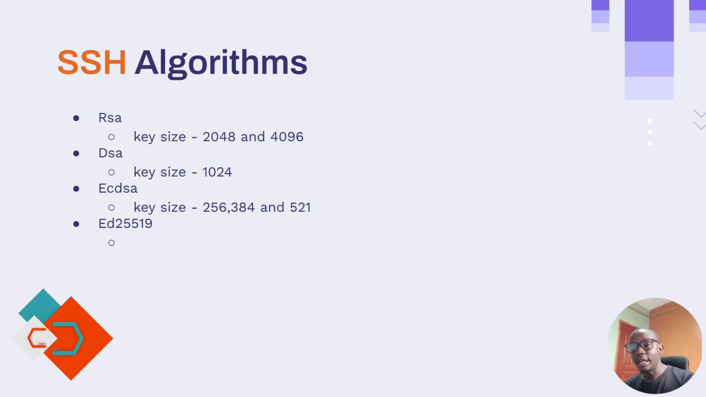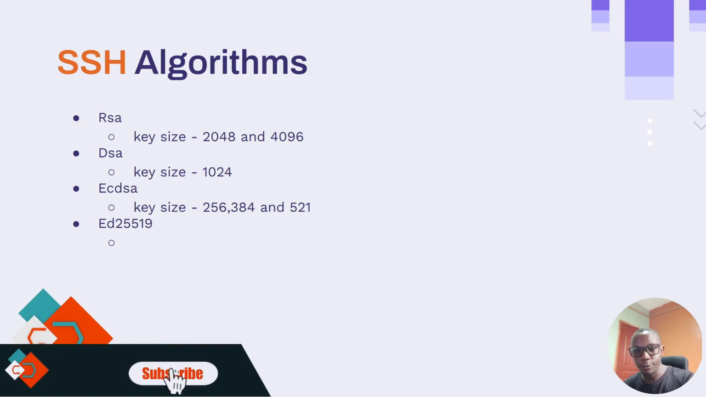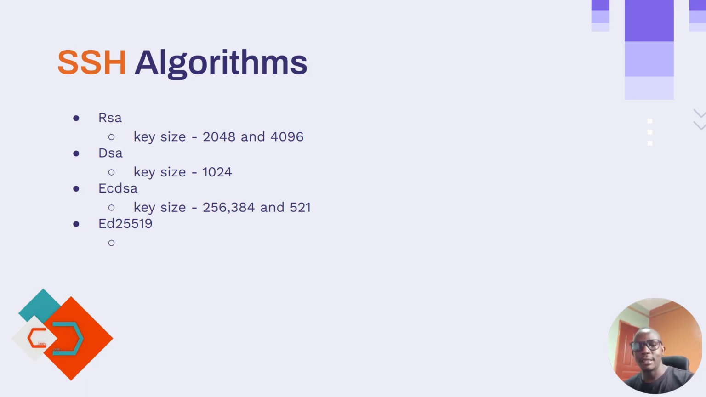For DSA, you can generate a key size of 1024, and for ECDSA, you can generate a key size of 256, 384, or 521. Now, the larger the byte size, the more secure your public and private key pairs are going to be. So I would always suggest using a larger key size value. Okay. Now that we have looked at the types of algorithms we can use to generate the keys, let us look at the command that we can use to actually generate these keys.